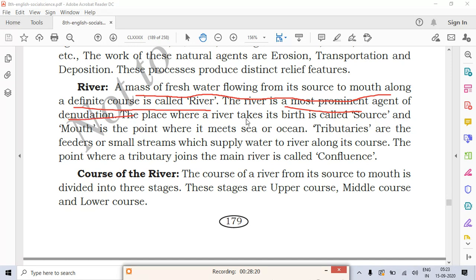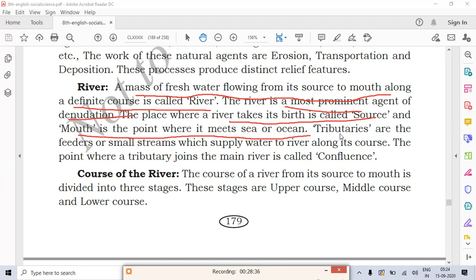The place where a river takes birth is called the source. It means where the river starts is the source, and the mouth is the point where it meets the sea or ocean. So what is the mouth? It is the point where it meets the sea or the ocean. You can underline these things in your textbook.